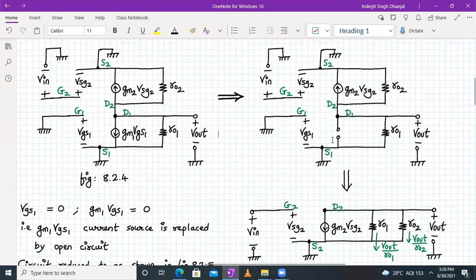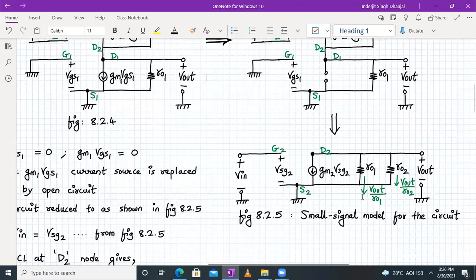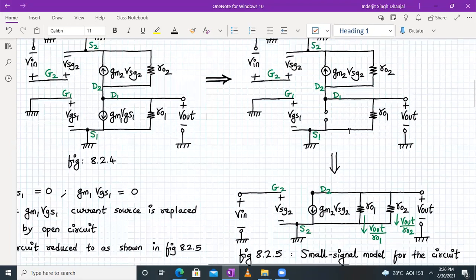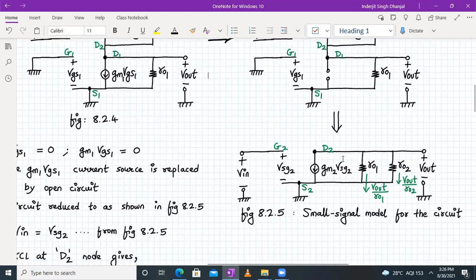Fine. So when the circuit reduces to this network, you can see carefully that the drain 1 and drain 2 terminals are tied together. One end of RO1 is connected to drain 2, and the other terminal is connected to ground. That means this RO1 will come in parallel with RO2, right? So when you do that, your circuit diagram looks something like this. I have redrawn the circuit in a form that is suitable.